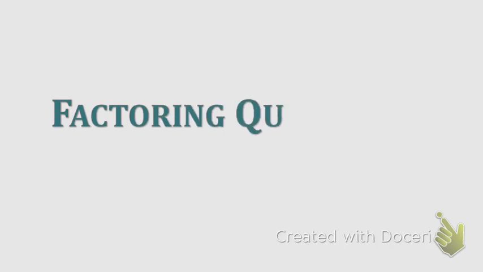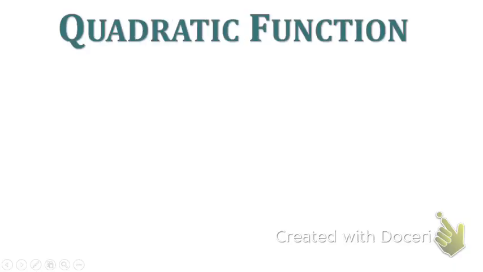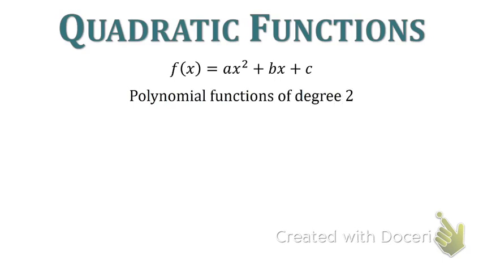Hello. In this video, we are going to learn about factoring quadratic functions. First, what is a quadratic function? The standard form is f of x equals ax squared plus bx plus c, where a, b, and c are simply numbers. It's a polynomial function of degree 2, meaning the highest power is going to be 2. It's going to have two solutions.